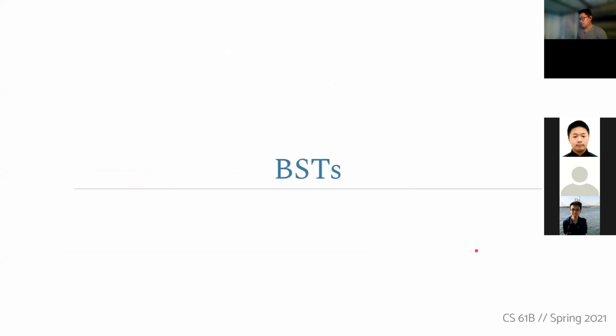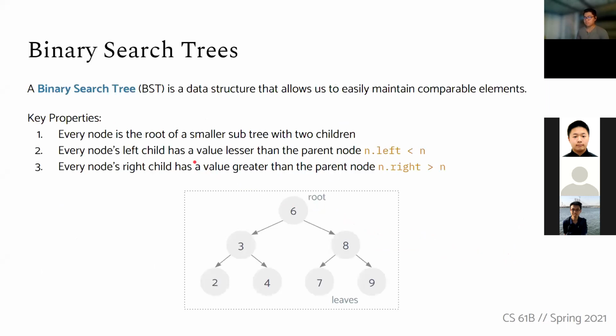All right, next up, leaving lists behind, we're going to take a look at binary search trees, BSTs. One of the properties of BSTs is that every node is the root of a smaller subtree with two children. That's a little mouthful, so we're going to take a quick look at the diagram right here. In this case, 6 is the root, and it has two subtrees: 2, 3, 4 and 7, 8, 9. Each subtree is its own tree. In this case, 3 is its root with a subtree of 2 and 4, and same thing with 8, 7, and 9.